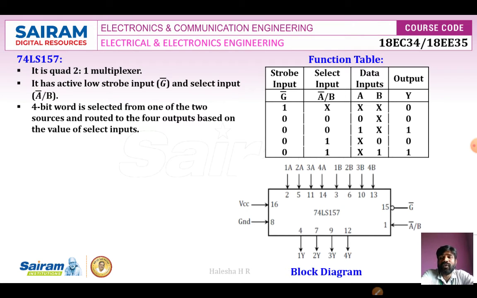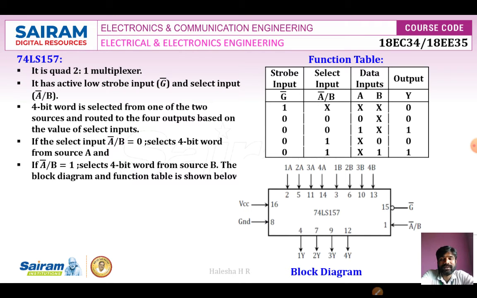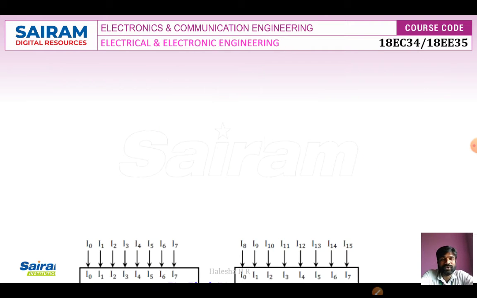That means a 4-bit word is selected from one of the two sources and routed to the 4 outputs based on the select value. Either it selects 1A to 4A or it selects 1B to 4B, and that will be passed to 1Y to 4Y. The 4-bit word is selected from either the A source or the B source based on the select input. If the select input is 0, it selects the 4-bit word from the A source, and if it is 1, it selects the 4-bit word from the B source. Okay, and the block diagram is shown.